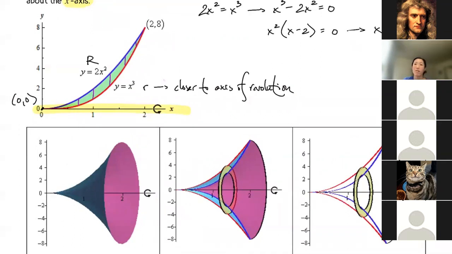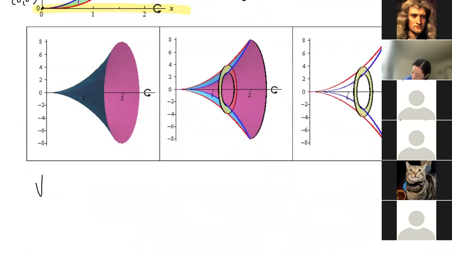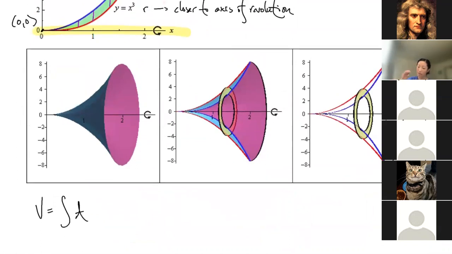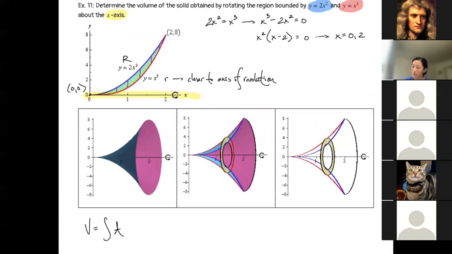So knowing all of that, we need to figure out how to set up our integral. Okay. So we've got volume equals the integral of area. That we know, we've been doing that a long time. Volume is the integral of area. Are we thinking dx or are we thinking dy? Right, maybe let me zoom in a little bit here. Are we thinking dx or are we thinking dy?